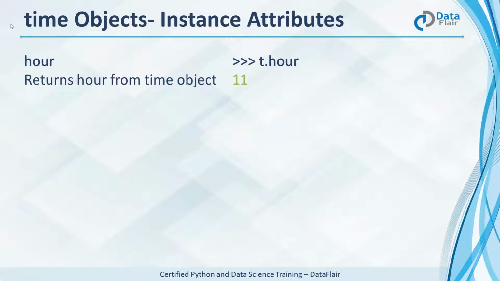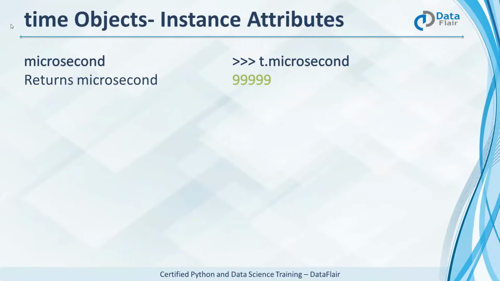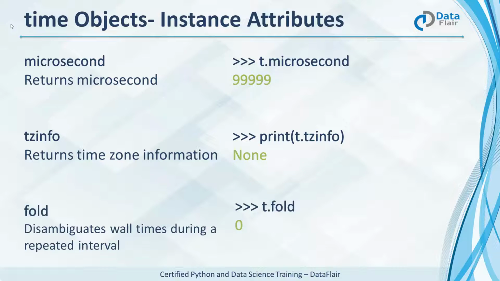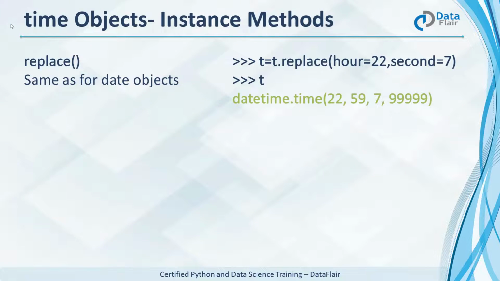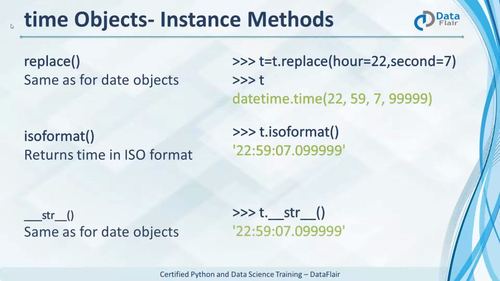Objects have attributes too. It is the 11th hour. The minute is 59. The second is 59. The microsecond is 999999. The time zone is absent here, and the fold attribute is used to disambiguate times during a repeated interval. This can be anything from 0 to 1. Replace helps alter the values, and isoformat gives the time in the ISO format. str does as it does for date objects.